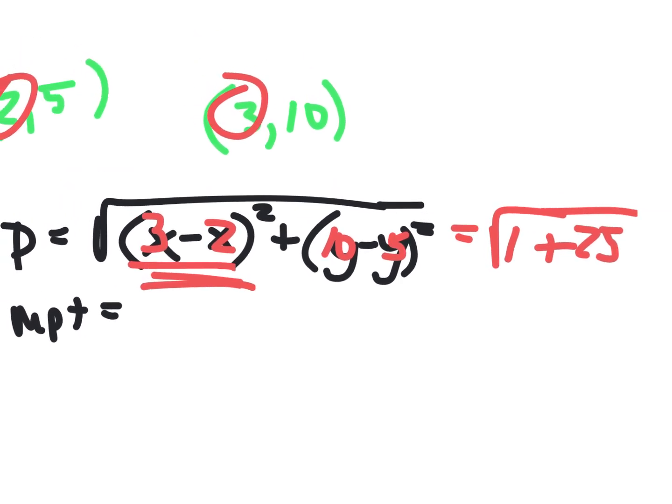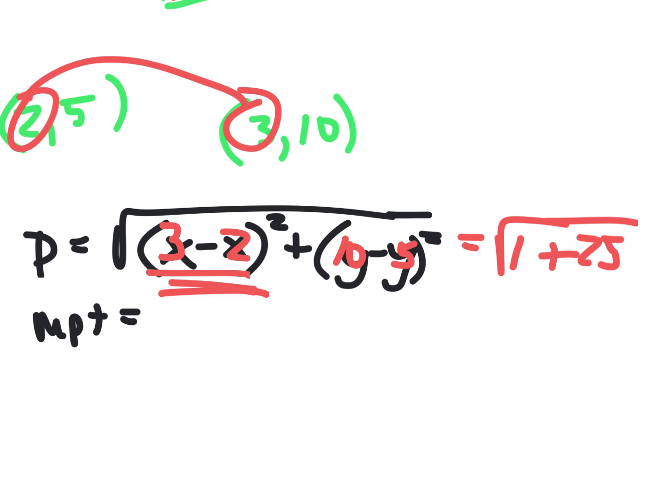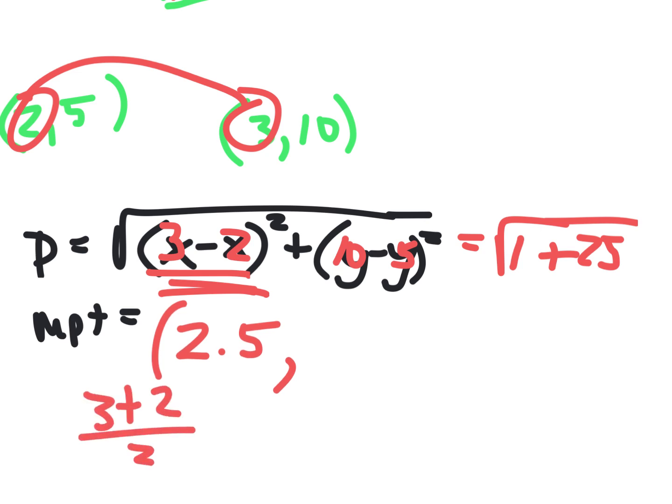Okay, the midpoint. The midpoint is the average of these two. So 3 plus 2 is 5. 5 divided by 2 is 2.5. Do you get what I did there? I did 3 plus the 2 divided by 2. And for the other part of it, I go 10 plus 5 divided by 2. That's 15 divided by 2 is 7.5. I'm totally okay with 15 over 2 and 5 over 2. There's your midpoint. Okay, so I think that's enough practice.